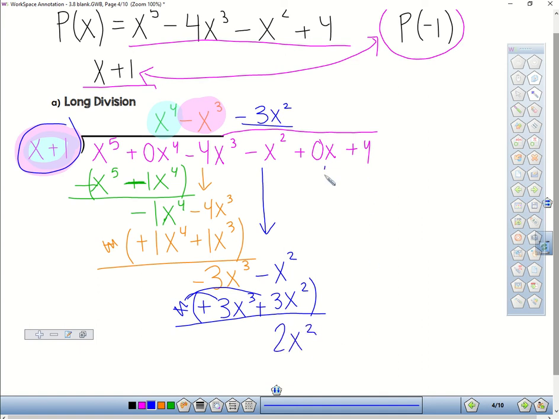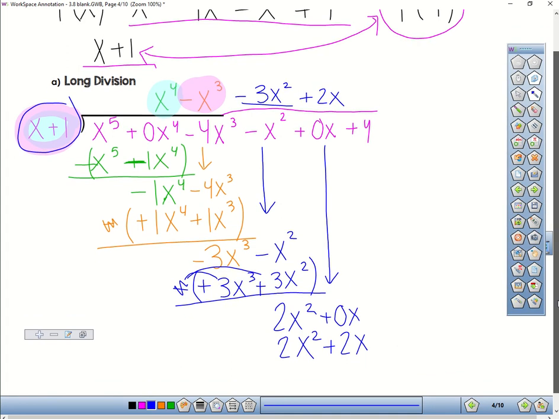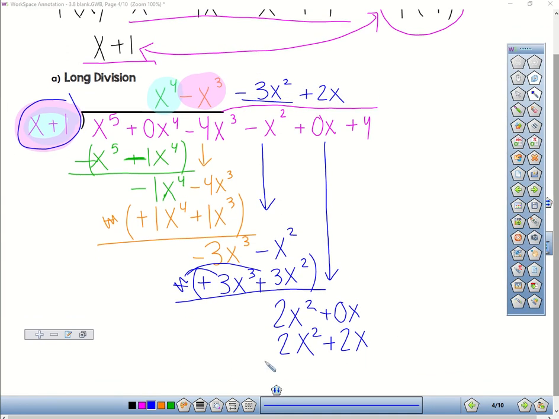Next step is to bring down my 0x term. Try again. So what could I multiply x by to get to 2x squared? 2x. Then I need to multiply 2x times this right here, use the distributive property. 2x times x is 2x squared. 2x times 1 is just 2x. Am I adding or subtracting these? Subtracting. They both become subtraction.